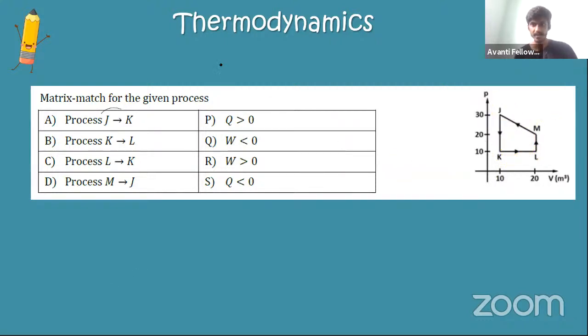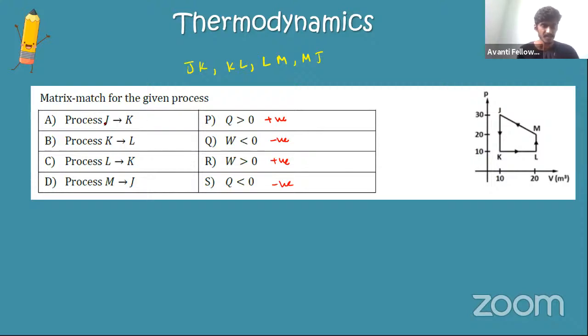Don't worry. And there are different steps. J to K is one process, K to L is one process, L to M is one process, and M to J is one process. There are totally 4 processes here. And our first question is, in the process J to K, is Q greater than 0, that is, is Q positive, is work done negative, or is work done positive, or Q negative. So they want us to find out this information. From J to K, choose any one option. There can be many options, like Q and W can be there, but choose any suitable option.